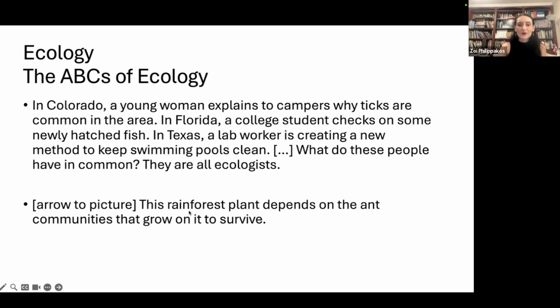This, I don't know this word, but I can recognize rain and I can recognize forest. This rainforest. So it is like a compound word. This rainforest plant depends on the ant. I don't know how to read this word.